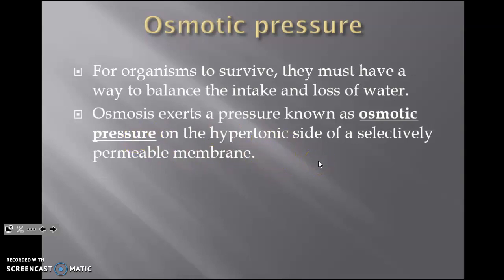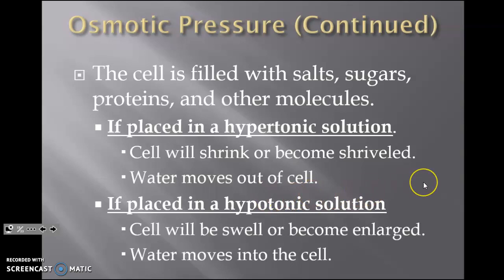So osmosis exerts a pressure known as osmotic pressure on a hypertonic side, and a selectively permeable membrane allows water to flow across the membrane to get fluids into an area that needs fluids. So that's the osmotic pressure.